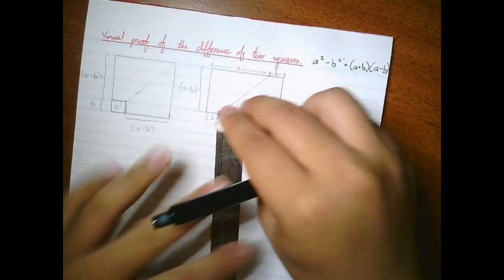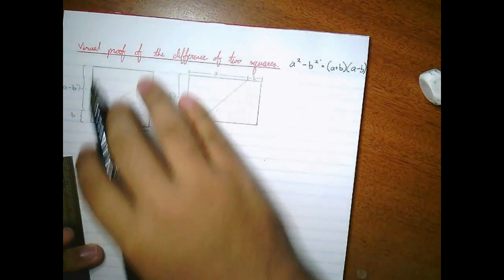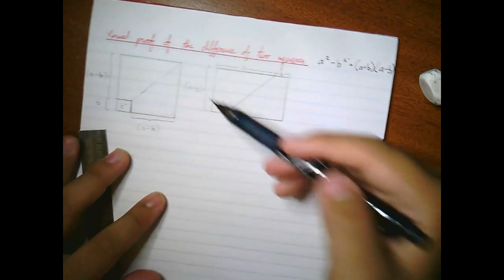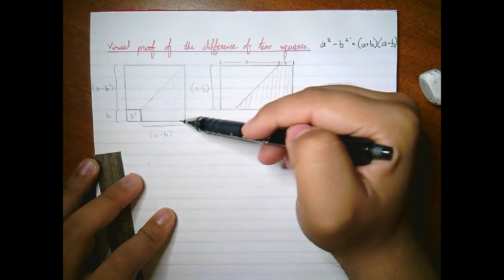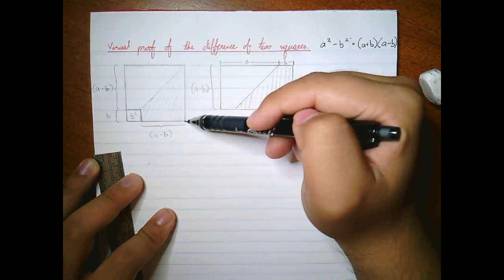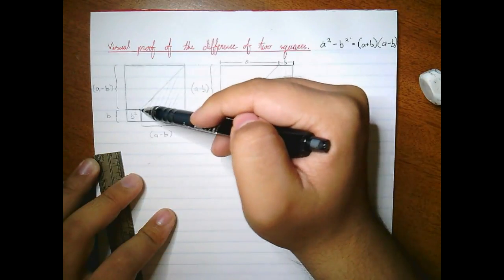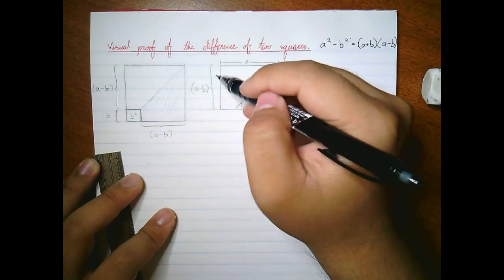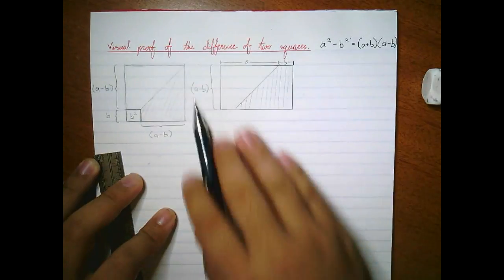Now take a look at the area. I'm going to take a look at the area of this shape here. Wasn't this A squared? A squared, which is the entire thing. And if we subtract B squared, so it's still the same area. So now think about that. What is the area of the entire shape here?